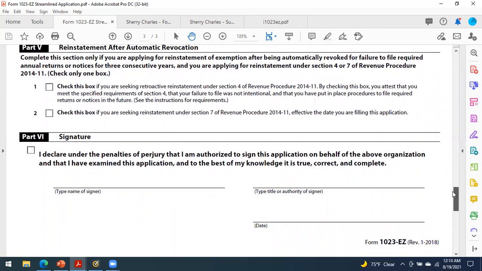I declare under the penalty of perjury. I'm getting tongue-tied. Let me read that again. I declare under the penalties of perjury that I am authorized to sign this application on behalf of the above organization, and that I have examined this application, and to the best of my knowledge, it is true, correct, and complete. And you would type your name, type the title, and the date.